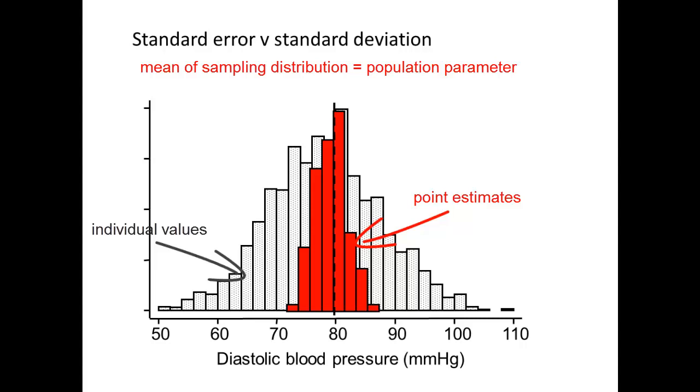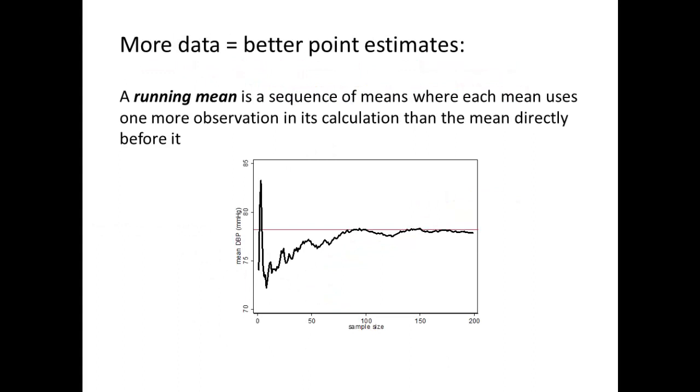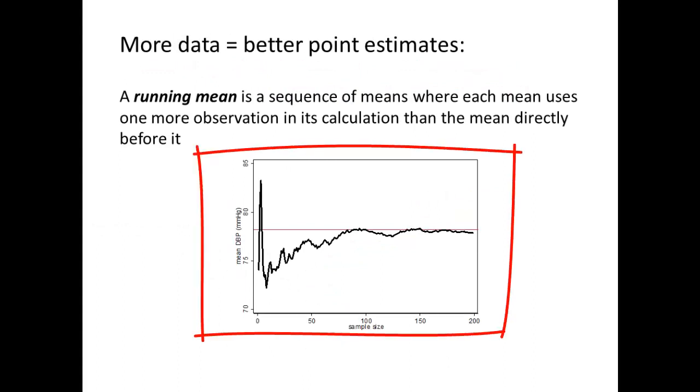But what if we took bigger samples, a size 40 say, instead of size 10? Well, then our sampling distribution would be even narrower, because with a bigger sample, each sample would be expected to be closer to the true mean, and therefore our sampling distribution would show less variation. And here's a plot of the pilot data to illustrate that.